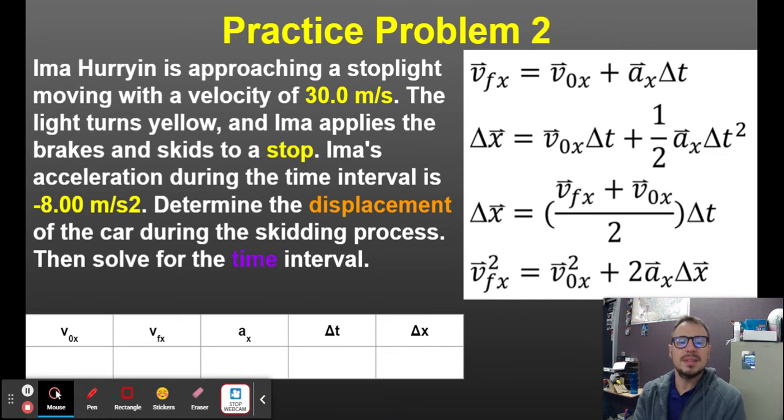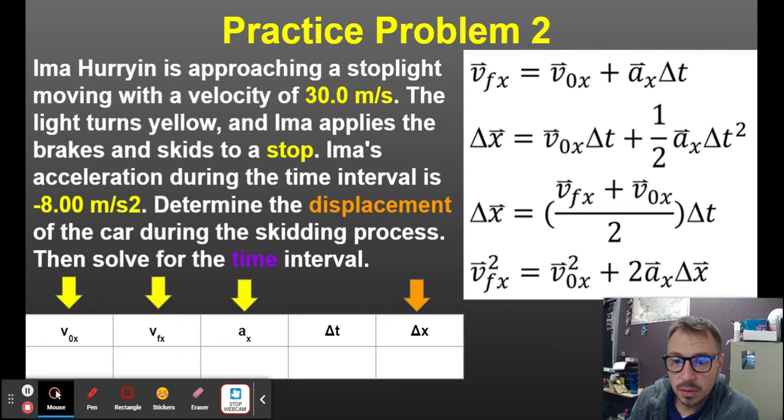So let's look at another problem, a different kind of problem. Ima Hurryin is approaching a stoplight, moving with a velocity of 30 meters per second. The light turns yellow, and Ima applies the brakes and skids to a stop. Ima's acceleration during the time interval is -8 meters per second squared. Determine the displacement of the car during the skidding process, and then solve for the time interval. So the first thing it's asking me to find is delta x. All right, well, I know these 3 variables. I know the initial velocity is going to be 30 meters per second. I know the final velocity, well, she comes to a stop, so it's going to be at rest at 0 meters per second, and the acceleration is -8 meters per second squared.